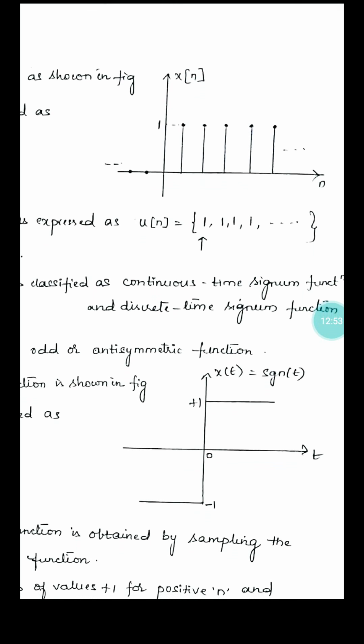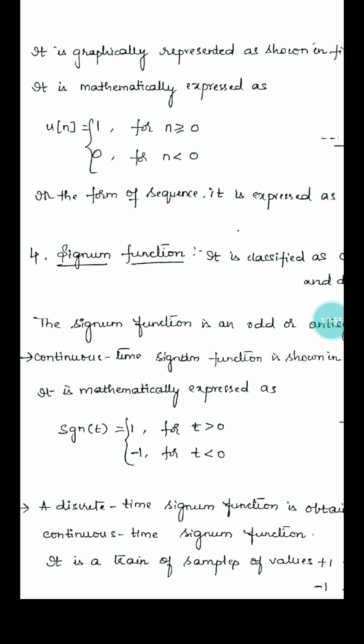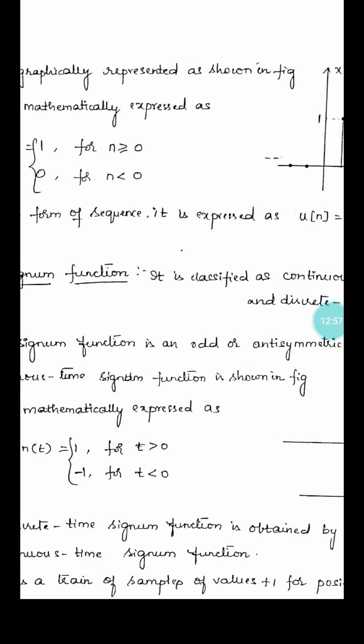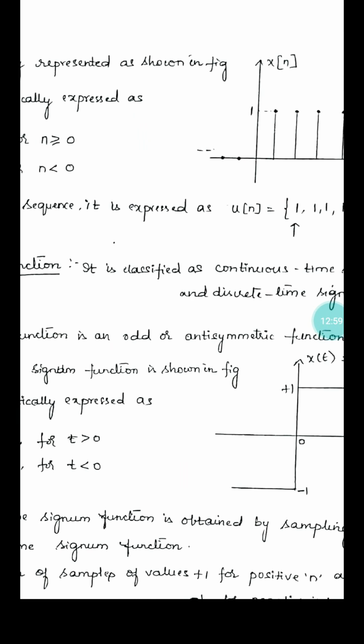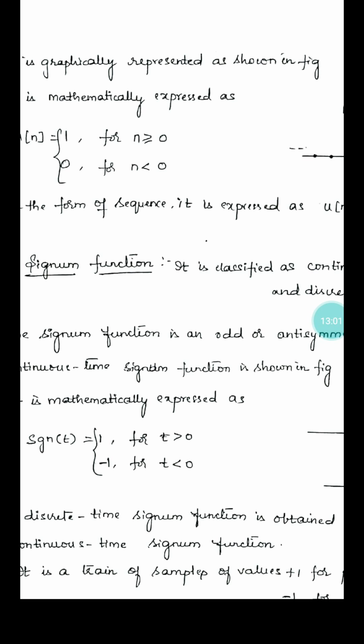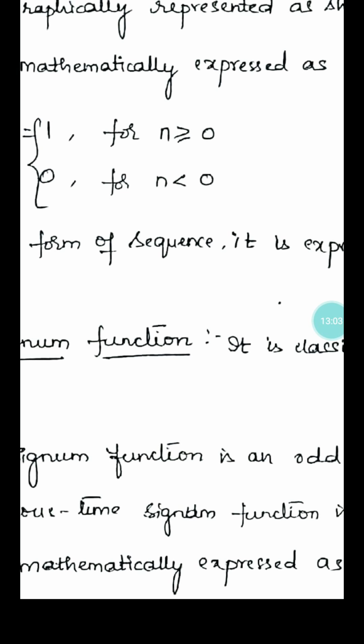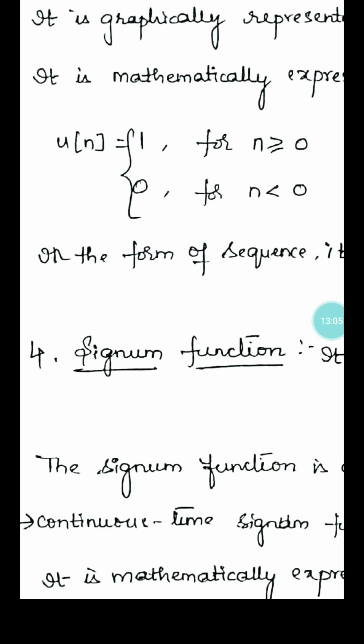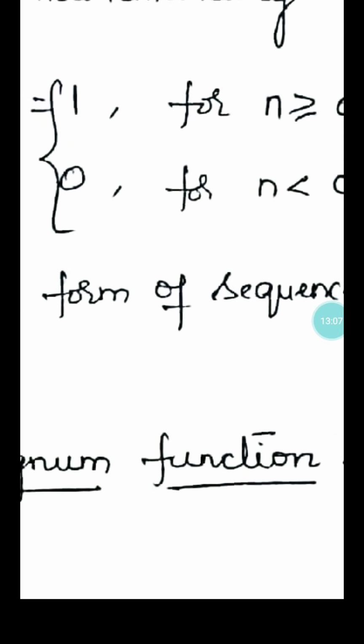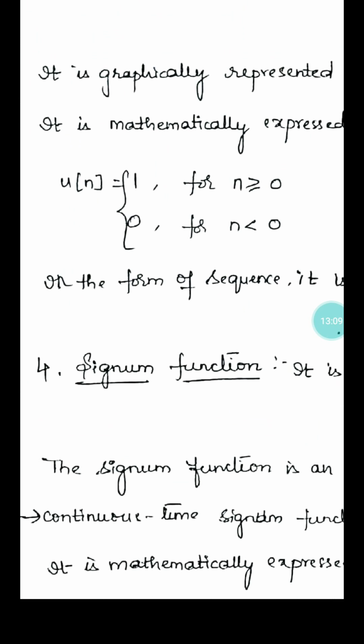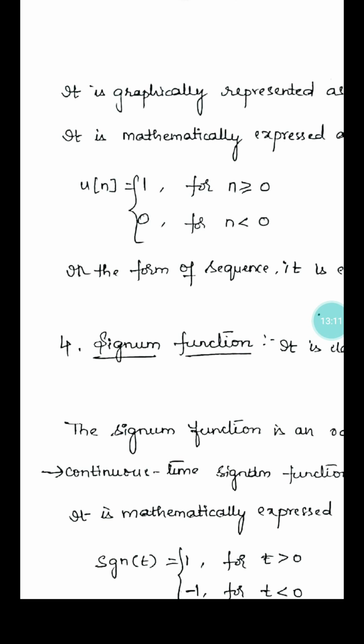So what about the expression? Here, u of n equals 1 for n greater than or equal to 0, and u of n equals 0 for n less than 0. This is the mathematical representation for the discrete time unit step signal.